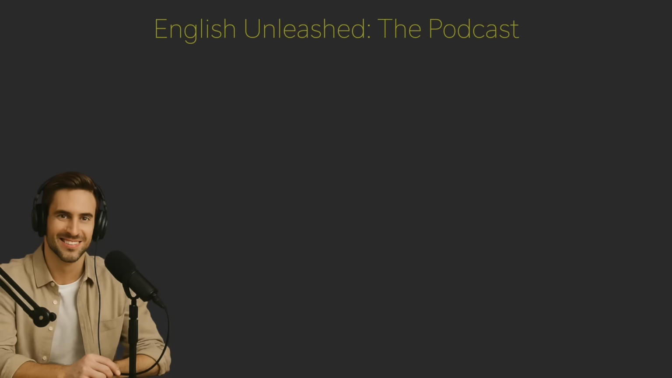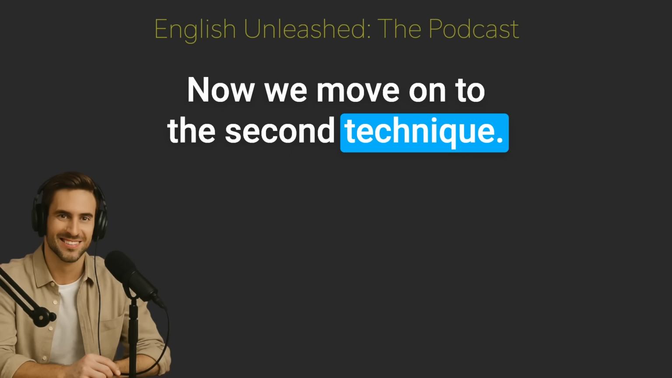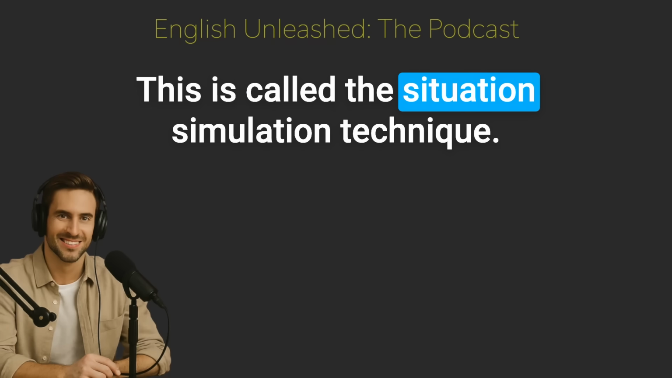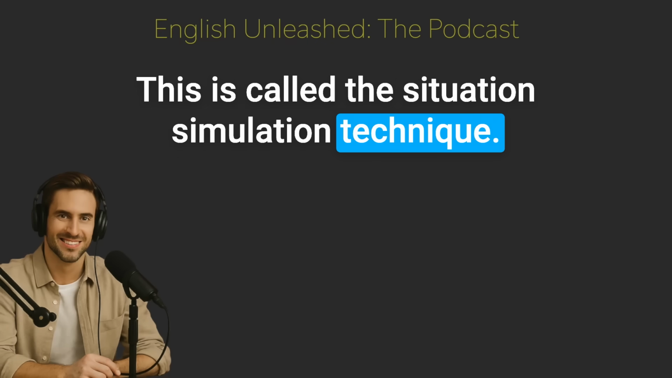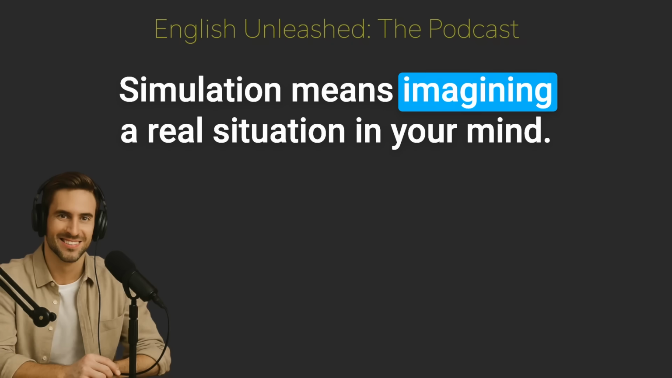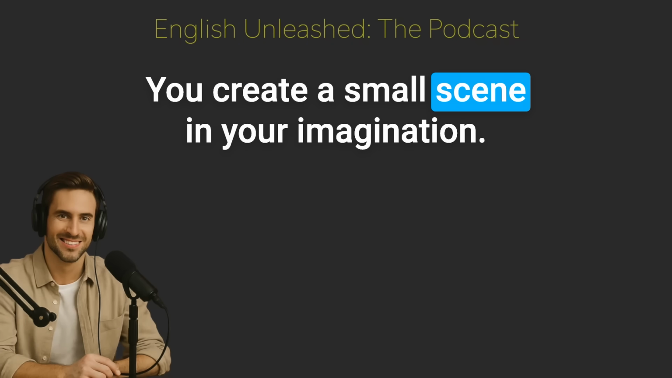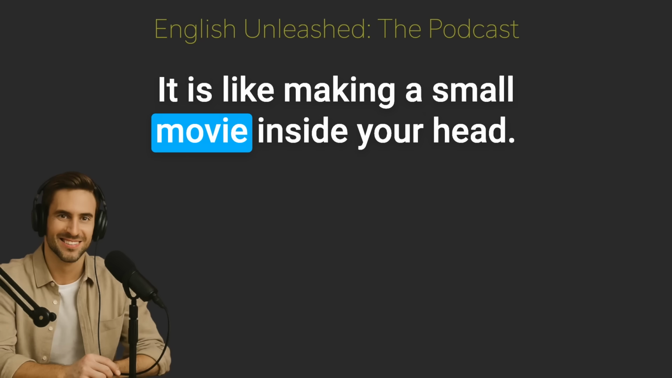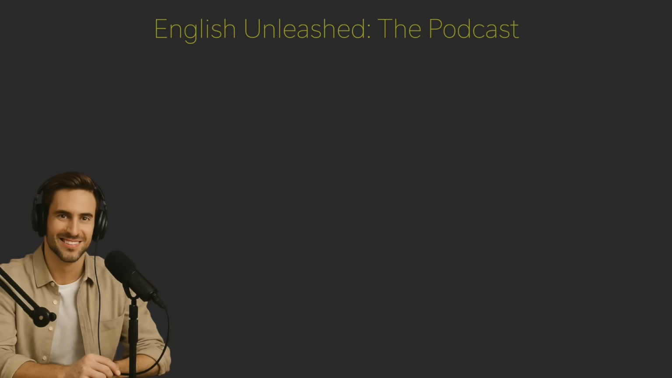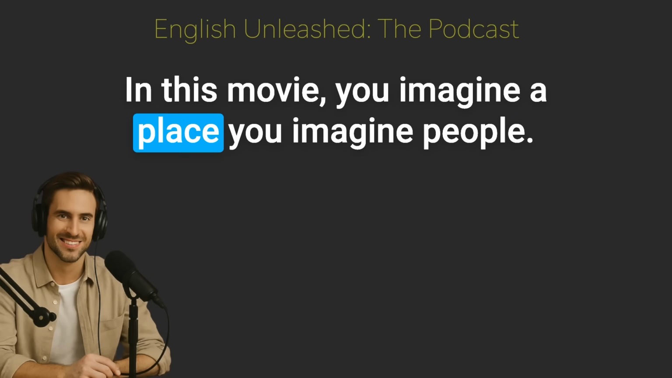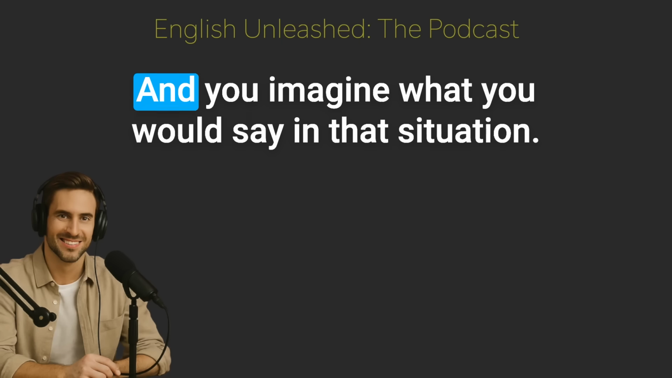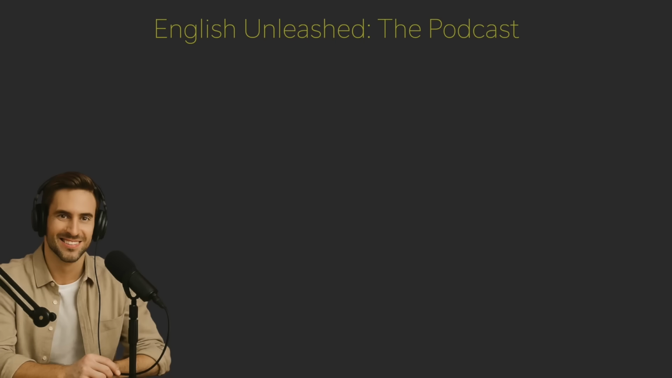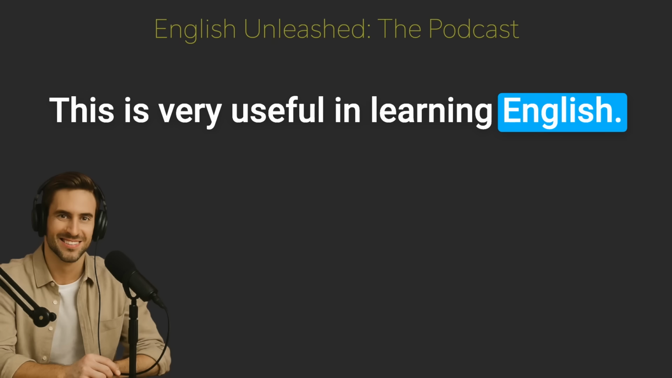All right, now we move on to the second technique. This is called the situation simulation technique. Simulation means imagining a real situation in your mind. You create a small scene in your imagination. It is like making a small movie inside your head. In this movie, you imagine a place, you imagine people, and you imagine what you would say in that situation. This is very useful in learning English.